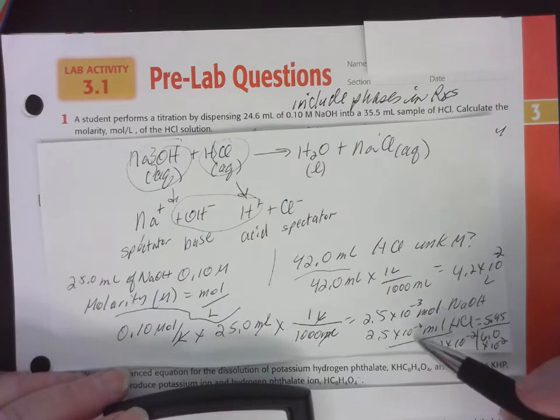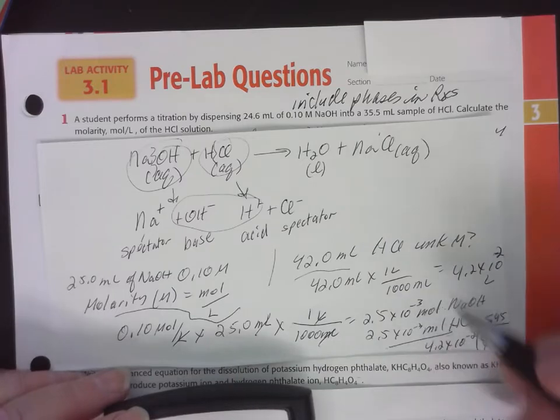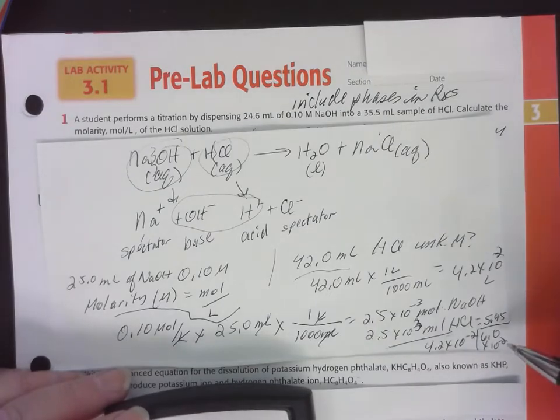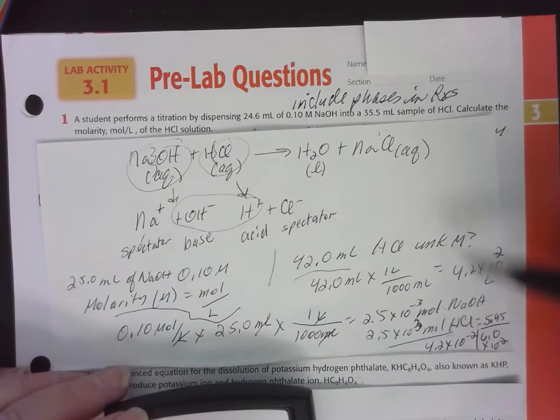2.5 times 10 to the negative 2 divided by 4.2 times 10 to the negative 2. Nope, that should be 3. That is a 3. Okay. So that's the answer. That's the sample answer to number 1.